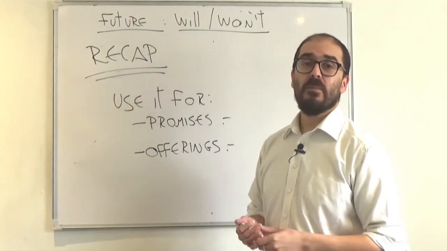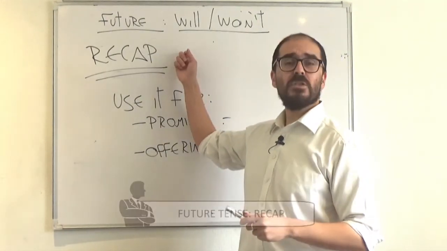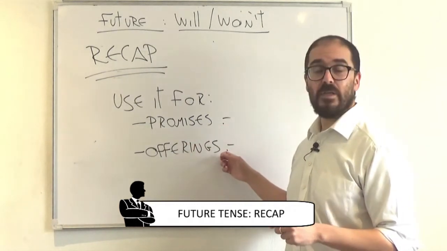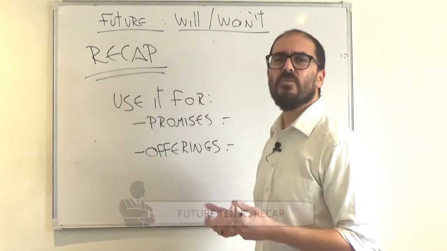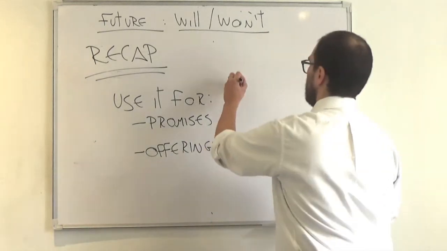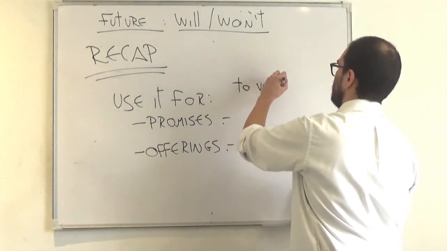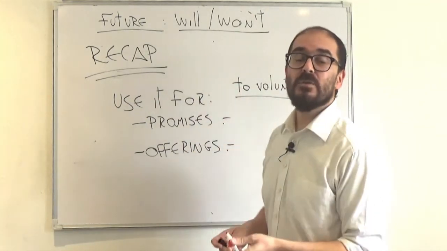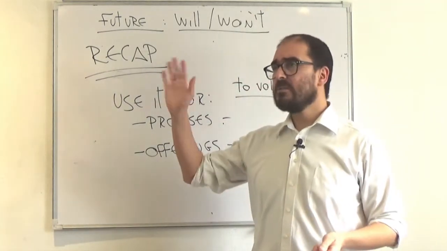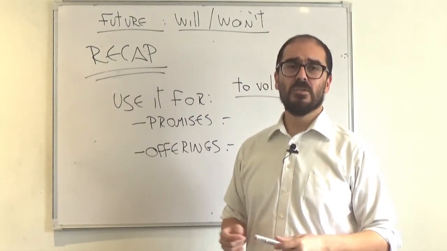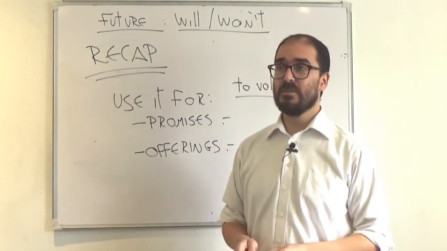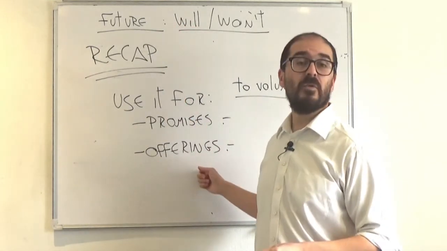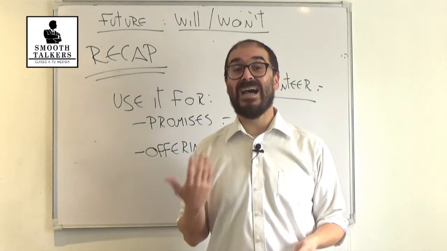Okay, let's recap some things. We're going to use will to talk about promises, offerings. We talk about volunteerism as well. So, to volunteer. It's very common to be in a meeting and somebody says, we need someone to be here early tomorrow. And if you feel like it, you can say, I'll do it. So you're being a volunteer. You're making an offering using will by saying I'll.